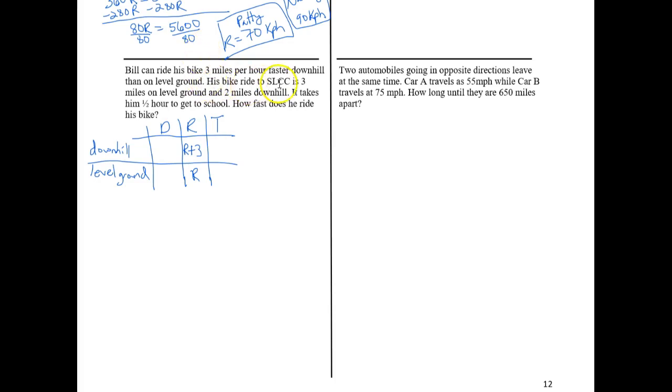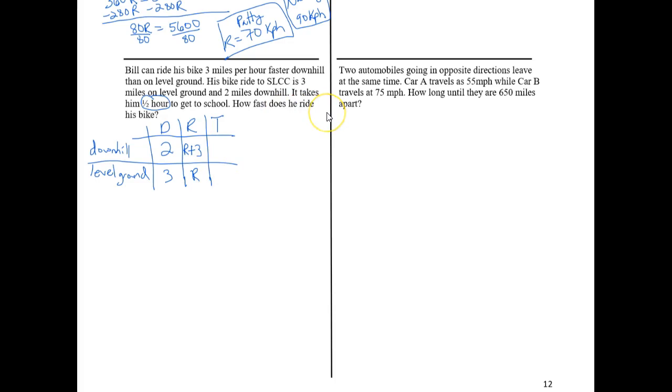Then it says his bike ride is 3 miles on level ground. So distance is 3 for level ground, and just 2 miles downhill. So his distance downhill was 2 miles. Now the only thing we know about the time is that the whole trip takes him 1/2 hour. So that means that this time plus that time equals the 1/2 hour to get to school. So again, I need to know more about the time, and I don't.